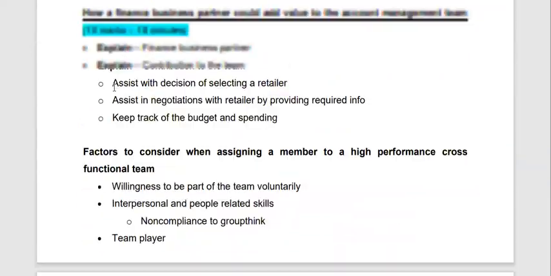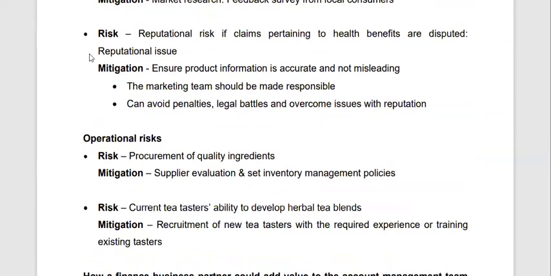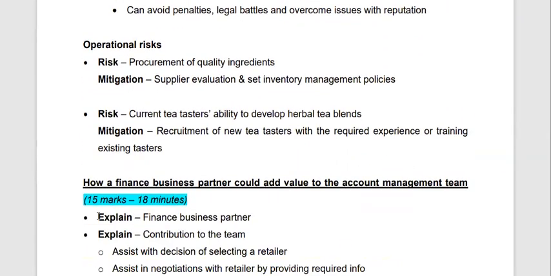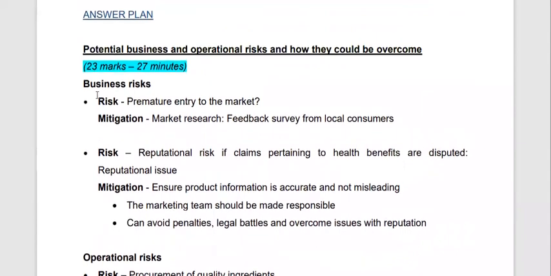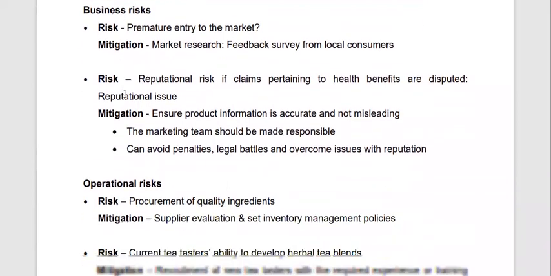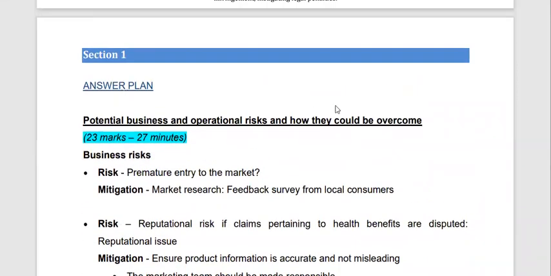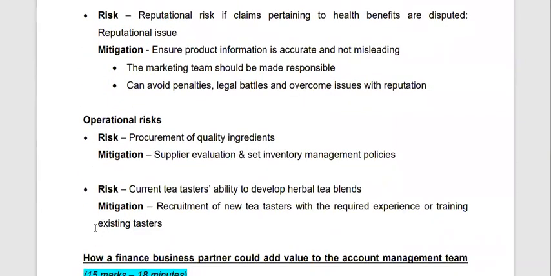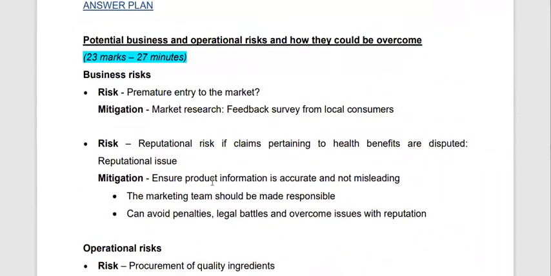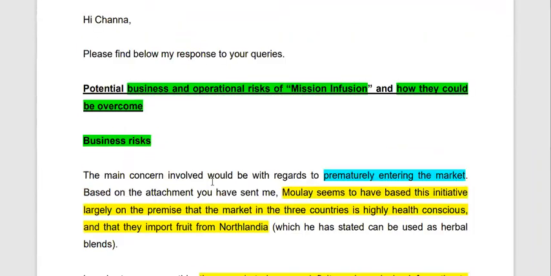So I said you need to come up with an answer plan, which is the structure of your entire answer, or the skeleton of your answer. When coming up with the answer plan, it needs to be concise and precise. And after coming up with the answer plan, try to figure out whether you had fulfilled the requirements. What were the requirements? Highlighting the potential business and operational risks. Yes, we have highlighted business and operational risks and how they could be overcome. So we have highlighted risk mitigatory action as well. So once we know that we had fulfilled the requirements of the task, then you can start typing your answers.